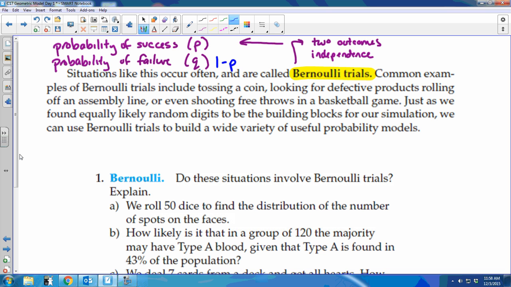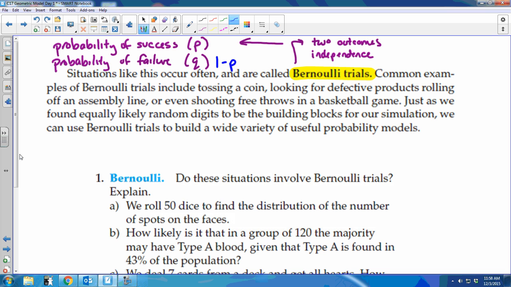On B, how likely is it that in a group of 120, the majority may have type A blood, given that type A is found in 43% of the population? Are there 2 possible outcomes? Yes, because I'm only worried about type A or not. Yes, there are other blood types, but I'm only worried about one of them. So it's either I get type A or I don't.